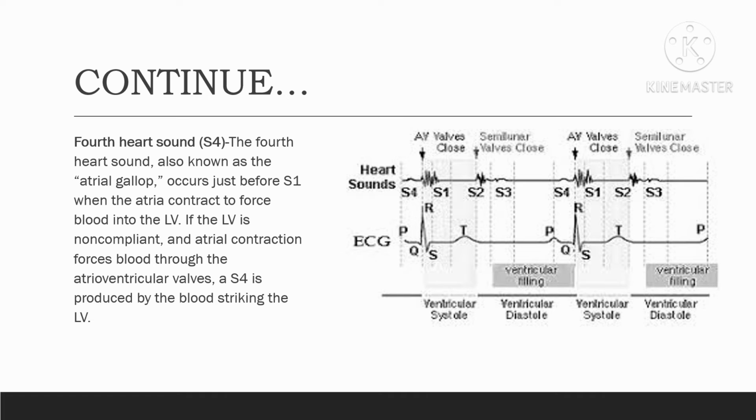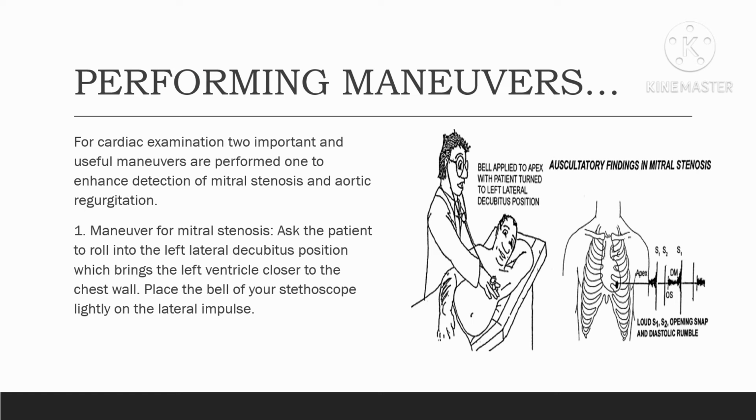Fourth heart sound, or the S4. The fourth heart sound, also known as the atrial gallop, occurs just before S1 when the atria contract to force blood into the left ventricle. If the left ventricle is non-compliant and atrial contraction forces blood through the atrioventricular valves, an S4 is produced by the blood striking the left ventricle.